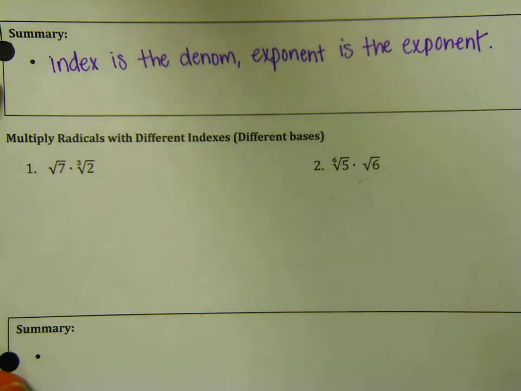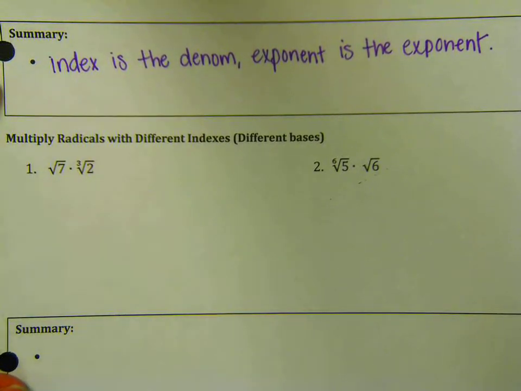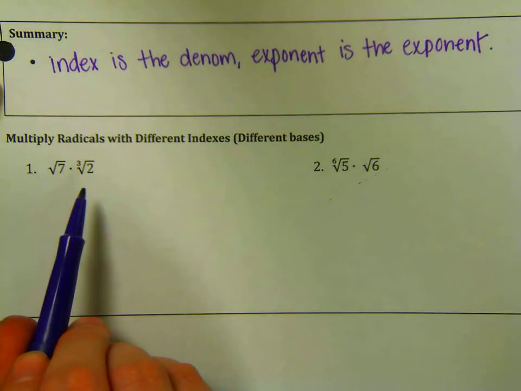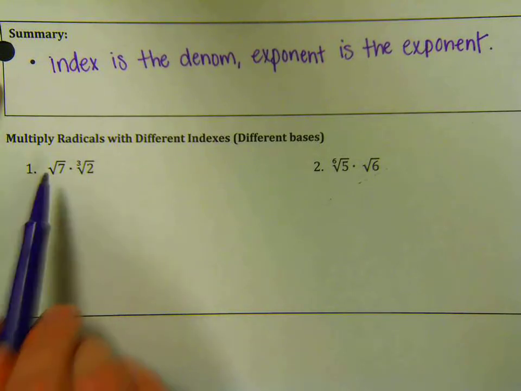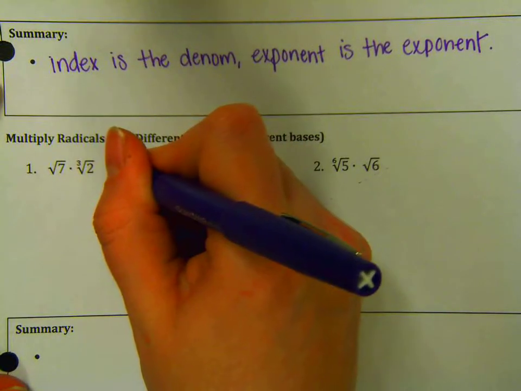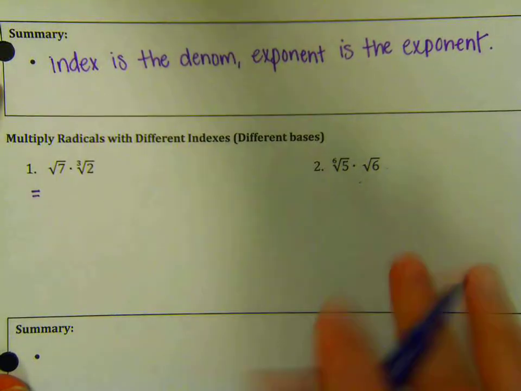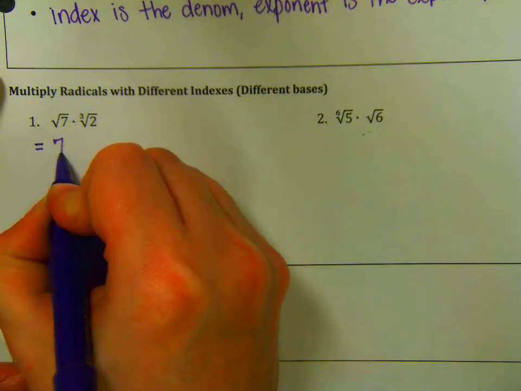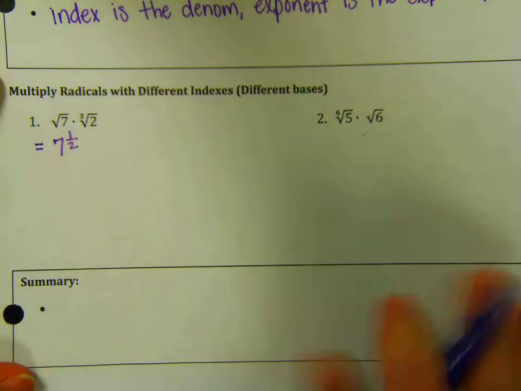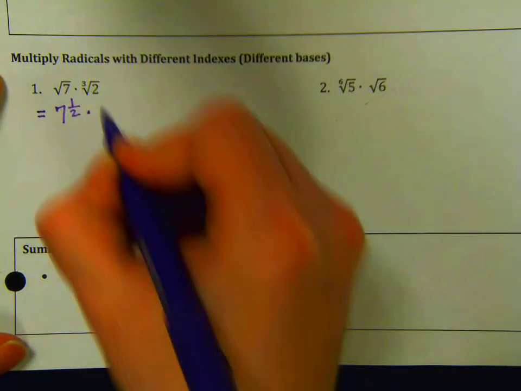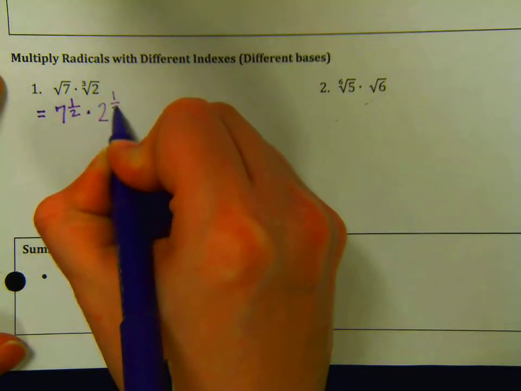All right, so number 1 in the multiplying radicals. So in the previous lesson, we were able to just multiply the radicands together because the index was the same in both radicals. In this case, they're not. So we need to figure out a way to get the index to be the same. So I'm going to go ahead and convert these to rational exponents right away. So I have 7 to the 1/2. Remember, if it's not written, it's a 2. Times 2 to the 1/3.